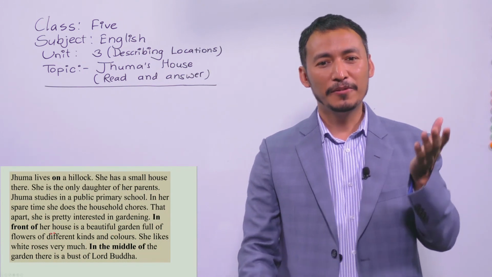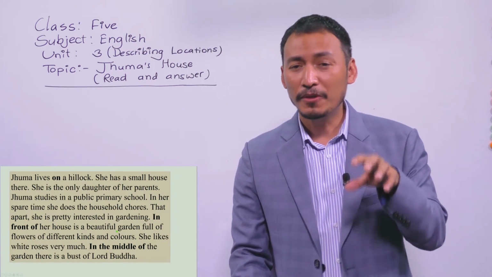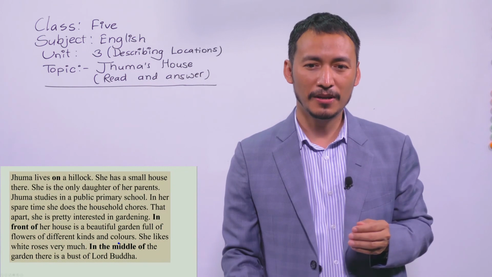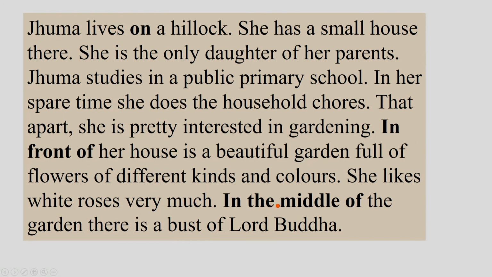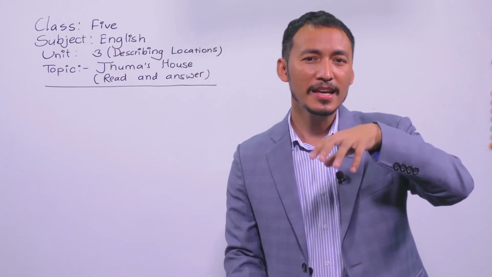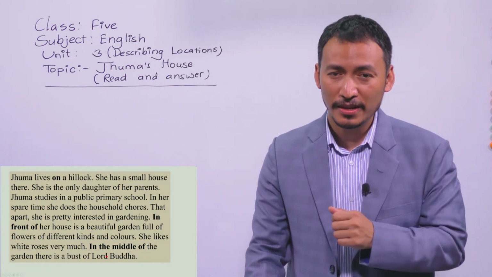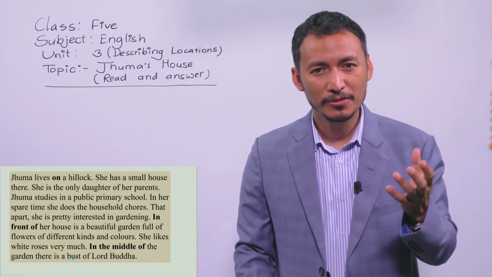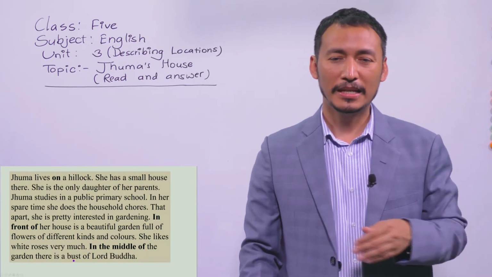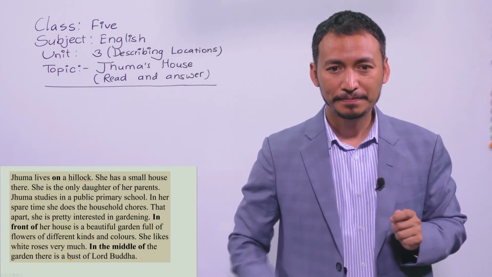In front of her house is a beautiful garden full of flowers. In front of means in the front or before or ahead, there is a beautiful garden full of flowers of different kinds of colors. And she likes white roses very much. What does she like? White roses, yes. In the middle of the garden. In the middle means, where is it? In the center, right? Yes, in the center, there is a bust of Lord Buddha. What is a bust? A bust is some sculpture or statue that is made of metal or stone, by carving or sculpture. Okay, let's see the next paragraph.